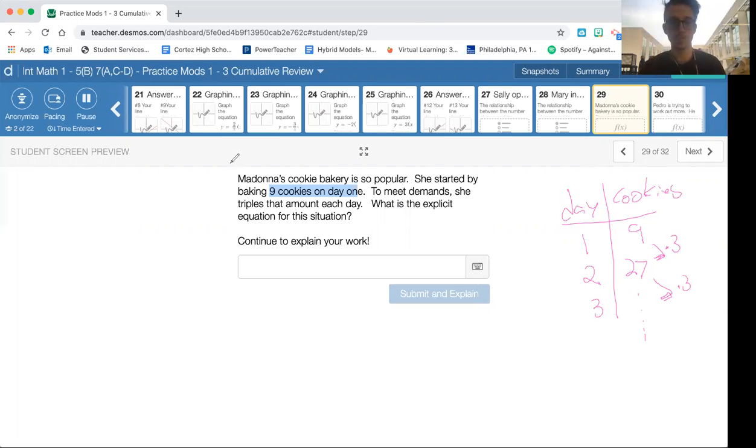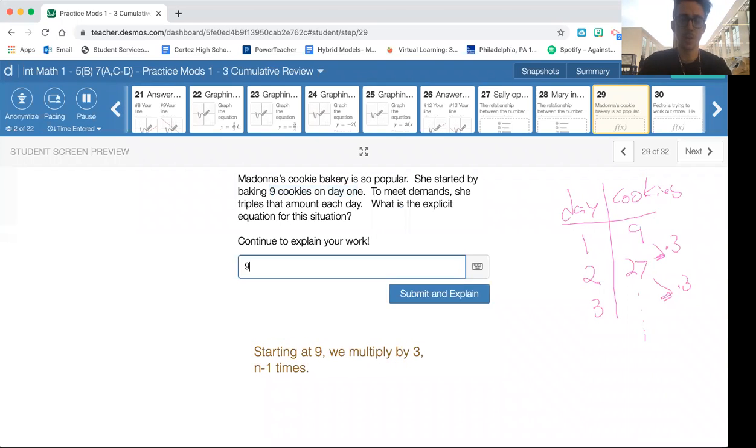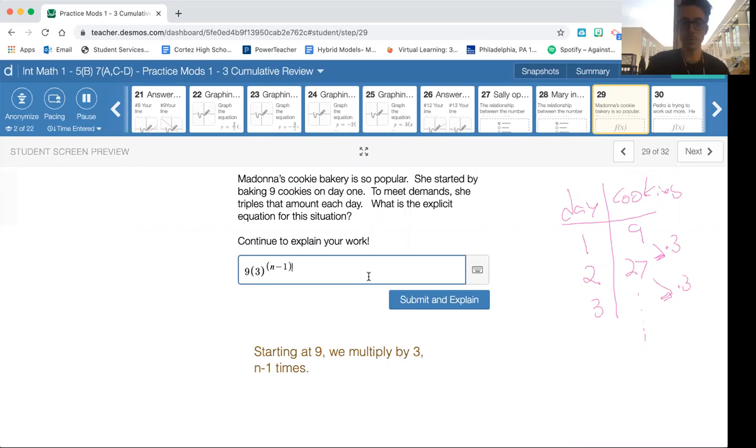So eventually, think of this. We're starting at 9. We multiply by 3, n minus 1 times, again, because this is a day 1 problem. So 9 multiplied by 3, put in an exponent with parentheses, n minus 1 times. That should do it.